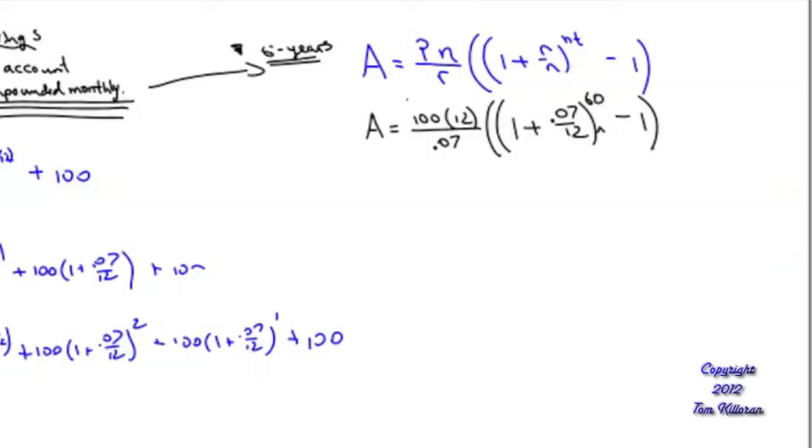So, 100 times 12 divided by 0.07, parentheses, parentheses. Oh, that's like 7,000. Is it up there?